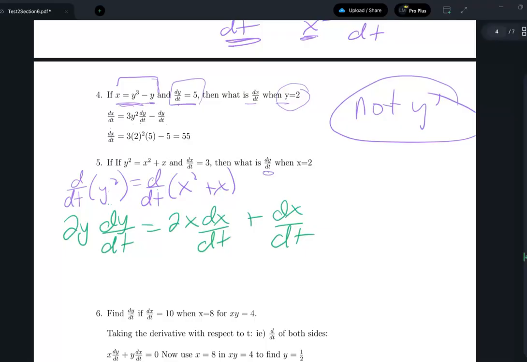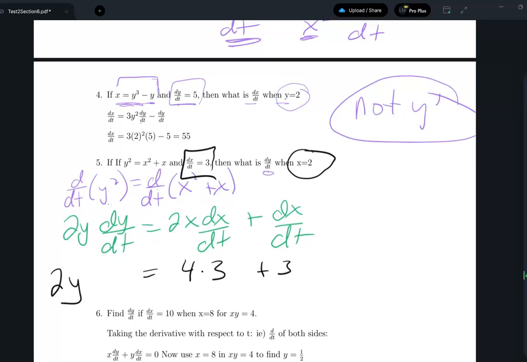Let's see what I've got. So I see dx over dt is 3, so I get to plug that in. So 3 and 3. Do they tell me what x is? Oh, they do. So this is 2. So 2 times 2 is 4. And I've got this 2y dy over dt. Okay, here's where it's getting a little trickier. So I've got 2y dy over dt. So that's 12 plus 3 is 15.